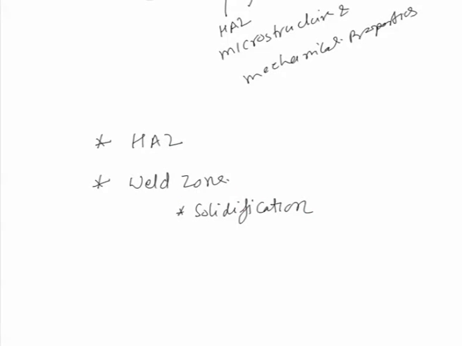So, as far as the weld zone is concerned, we try to look into the solidification related aspects and how the solidification of the weld metal will be leading to the development of the favorable or unfavorable properties. That will form the basis for saying whether a given metal is weldable or not. So, there are basically two things.